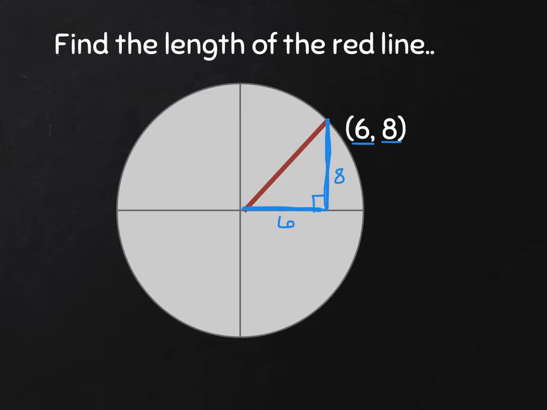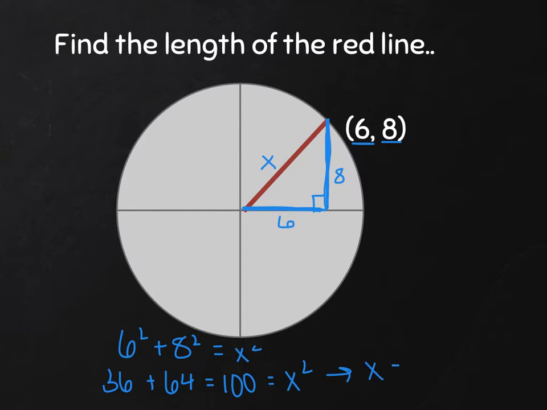Now I can use that Pythagorean formula, so 6 squared plus 8 squared has to equal x squared. So 36 plus 64, which equals 100, equals x squared. So x equals 10.